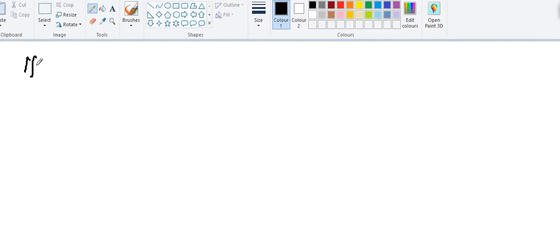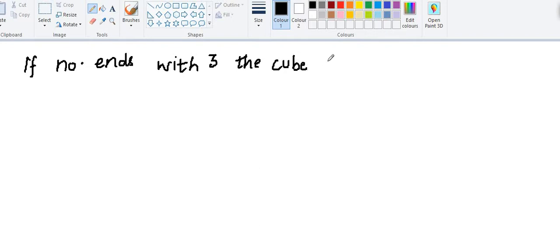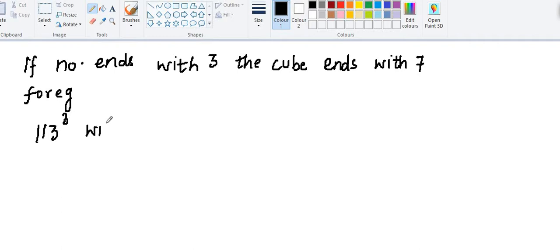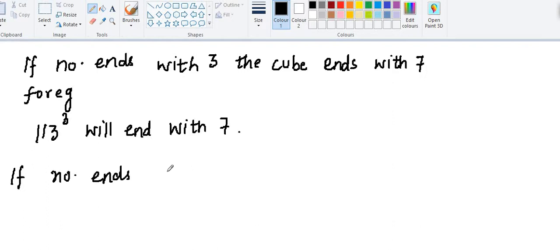If a number ends with 3, the cube ends with 7. For example, 113 cube will end with 7. And vice versa also. If a number ends with 7, the cube will end with 3.